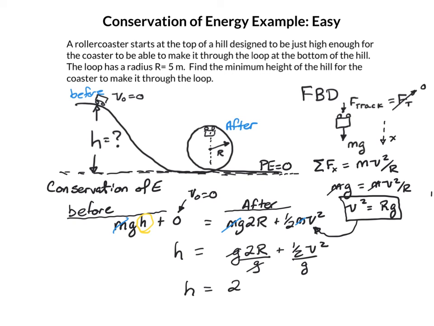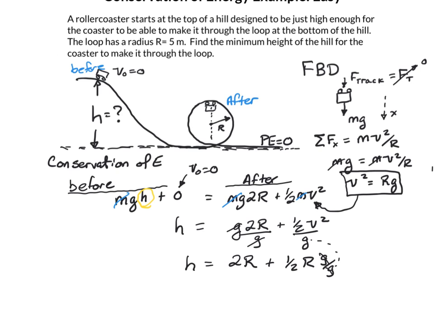So h is going to be 2R plus, now I plug in the v squared, 1/2 R G over G. There's that G there on the bottom, so those G's cancel. And again, I get 2R plus 1/2 R. So h is going to be 2.5 R.